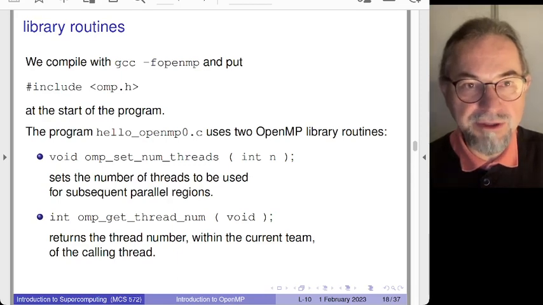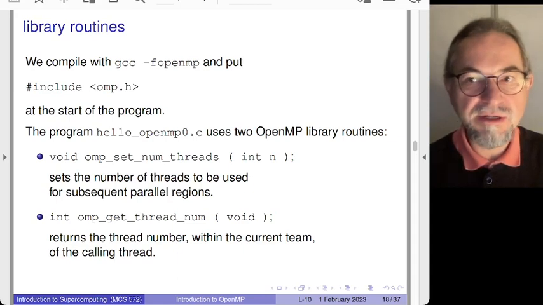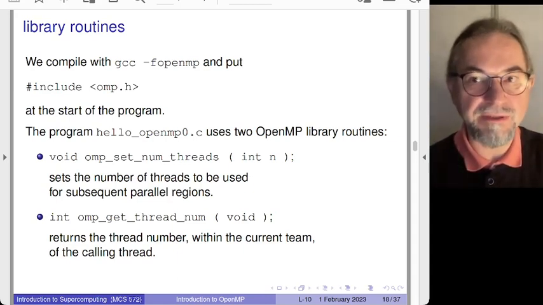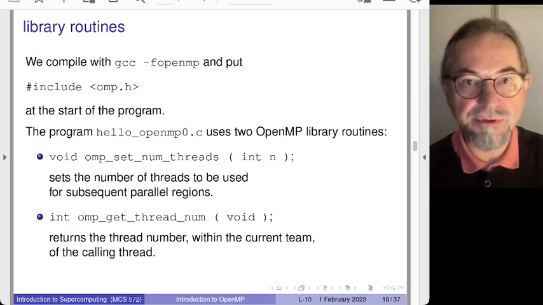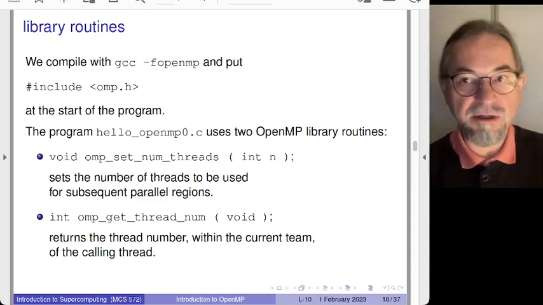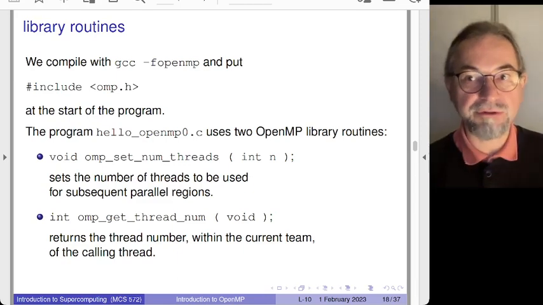So we are working with a crew or a team of threads. Every thread has a unique identification number. Based on that identification number, just like we did with message passing, you can then define which instructions are executed by which thread.